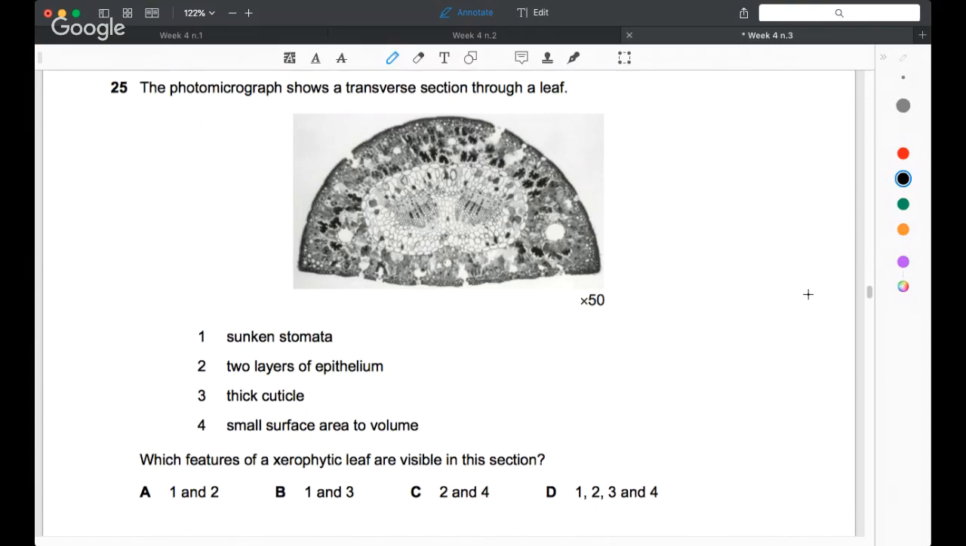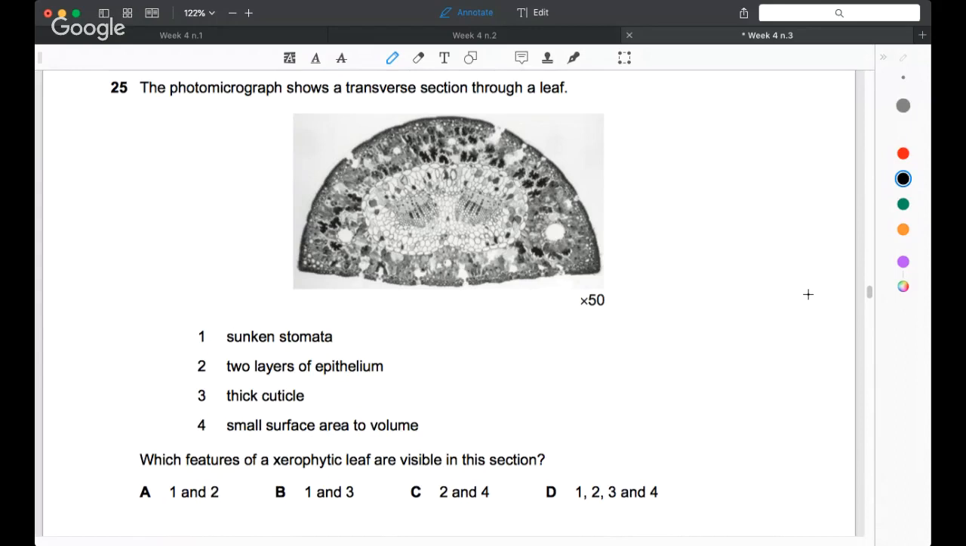So is it D? Yeah. Old B. So the answer is B. The way I approach a question like this is, first of all, make sure that the options you're looking at are actually features of xerophytic leaves. And that should eliminate 2 and 4 pretty much immediately, because you can't have two layers of epithelium. You're always going to have one epithelium, right? And small surface area to volume is the opposite of what you get from effects like rolling the leaves and sinking the stomata. You actually increase.